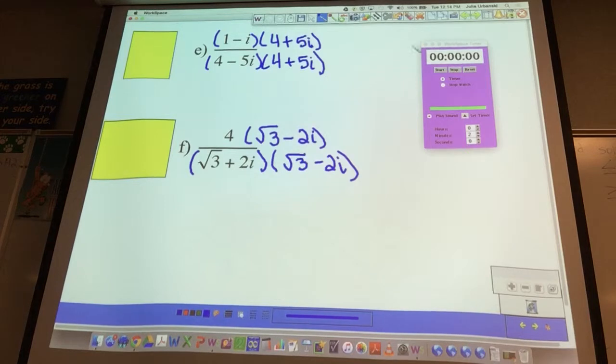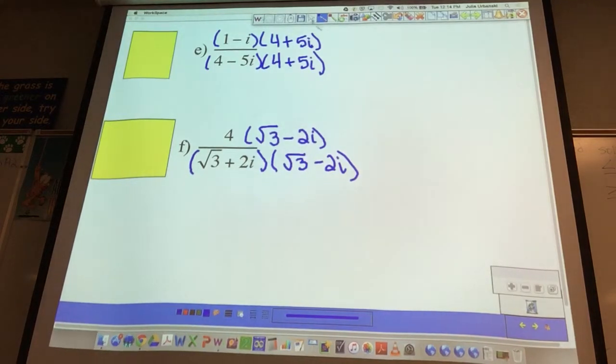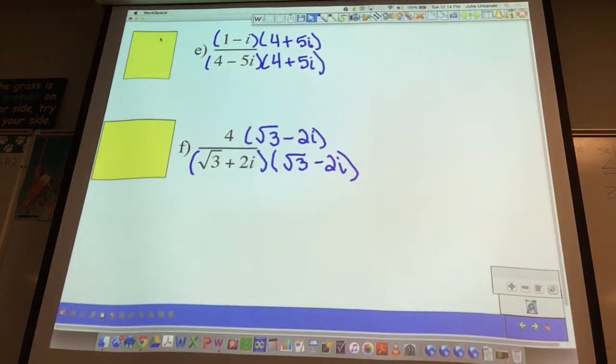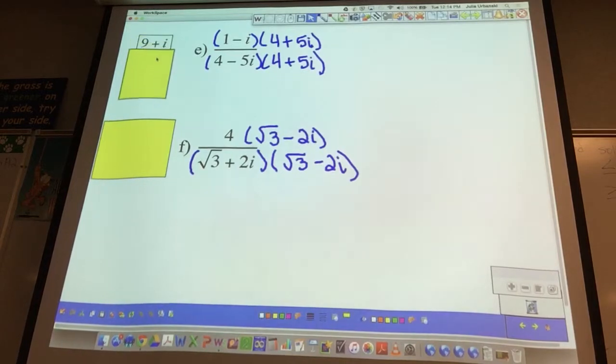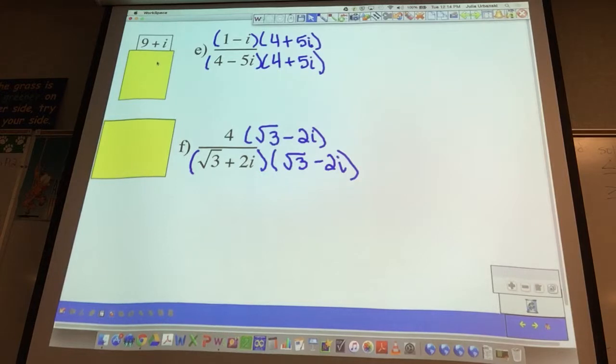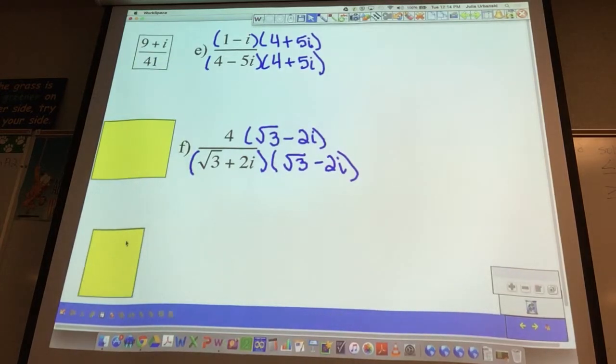Anybody want to tell me what they got on top? 9 plus i. What'd you get on the bottom? We got 41. Done.